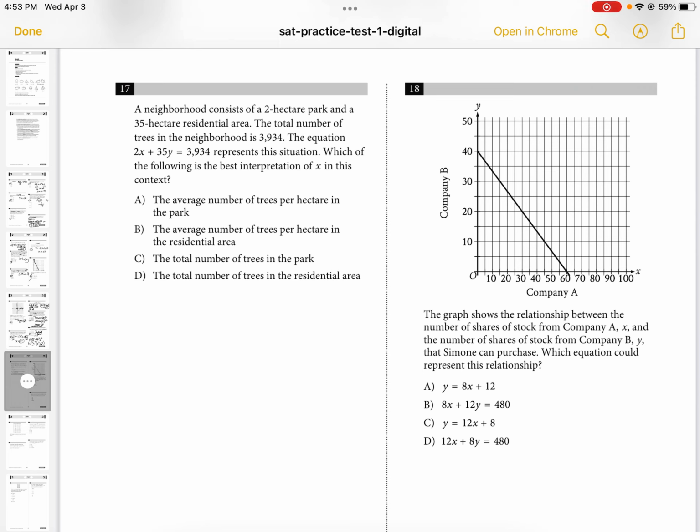Alright, number 17. A neighborhood consists of a 2-hectare park and a 35-hectare residential area. The total number of trees in the neighborhood is 3,934. The equation 2x plus 35y equals 3,934 represents the situation. Which of the following is the best interpretation of x in this context?